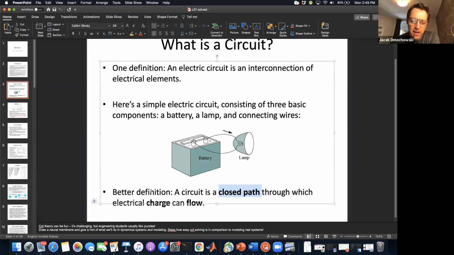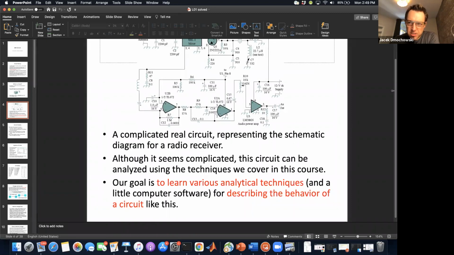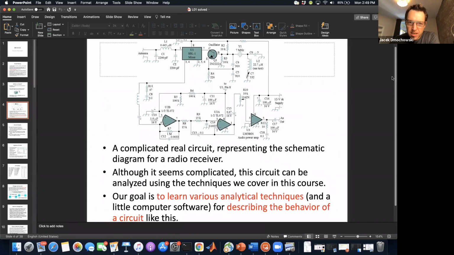Okay, so you need a closed path for charge to flow. So here is the circuit that you will have to build next week. Just kidding. This is the circuit for a radio receiver. It looks complicated, but it is our hope that at the end of the course, you will have the tools and techniques to be able to deconstruct this circuit and figure out what the various modules are doing, right?